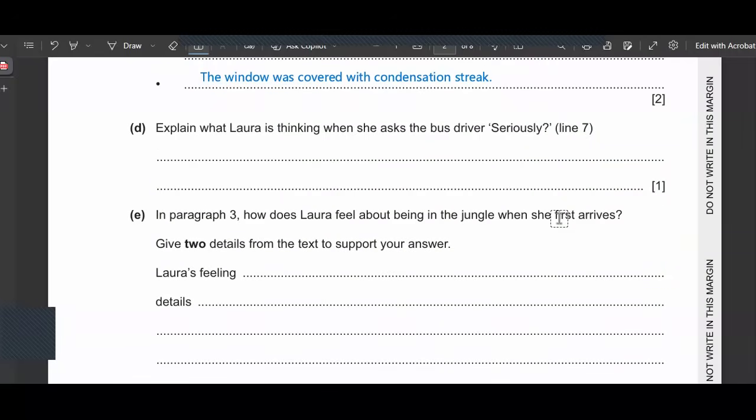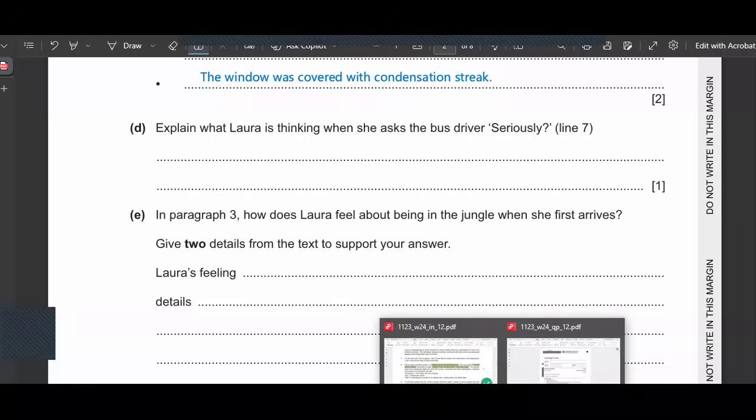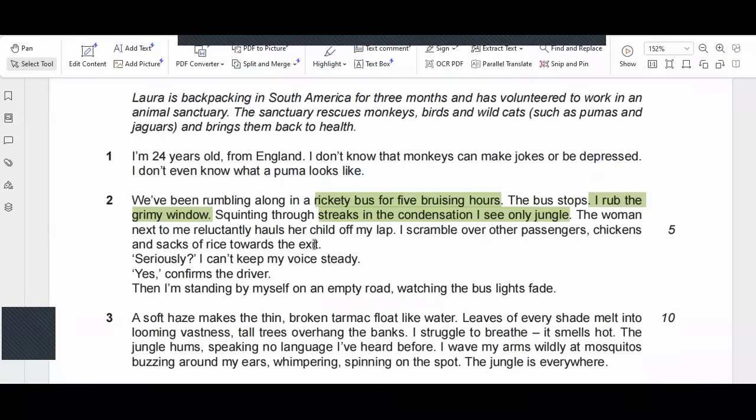And here we have been asked to explain what Laura is thinking when she asked the driver seriously. Line 7. So this question is also from the same paragraph that we had been discussing. "Seriously, I can't keep my voice steady." So this is a very easy question. The impression is quite clear. Just put yourself into the shoes of Laura.